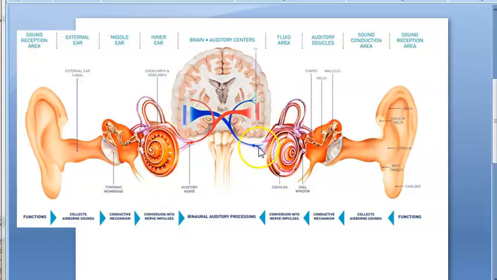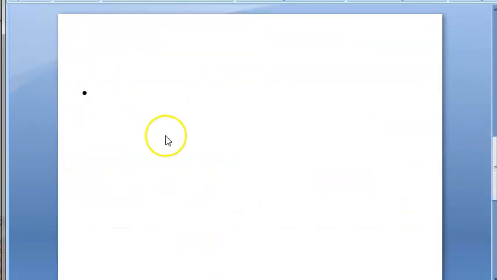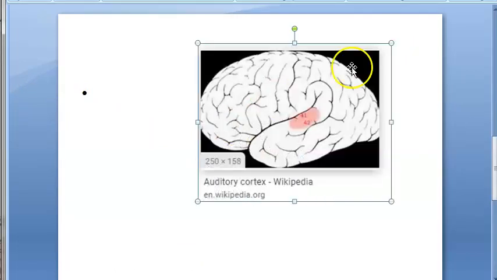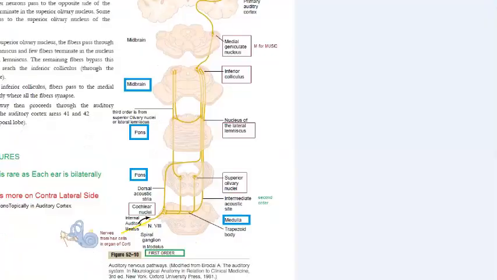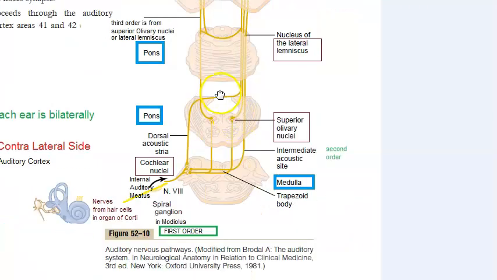So we have the auditory centers in the brain, right? That is called the auditory cortex. So those are areas 41 and 42 of the brain. So how exactly do they reach the auditory cortex, those Brodmann areas? How exactly do they reach? Let us look at this. So here you have the cranial nerve 8, the cochlear part, they are showing the cochlear nerve.